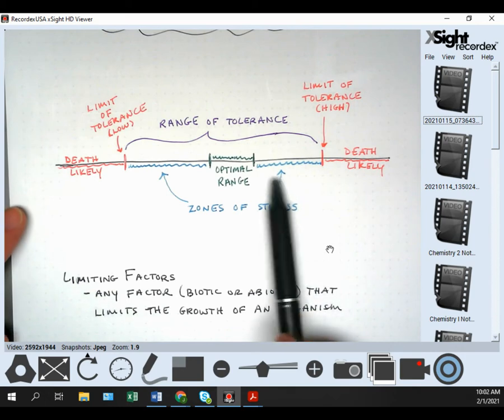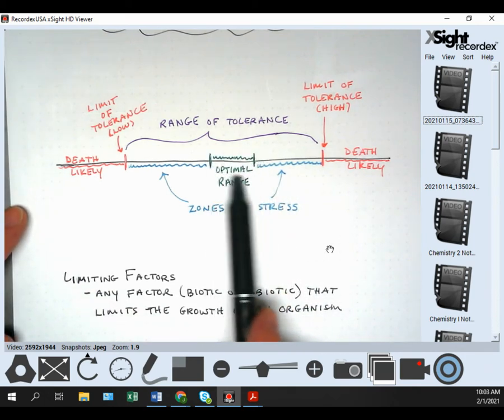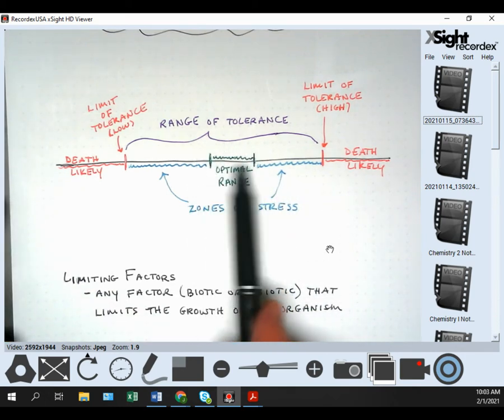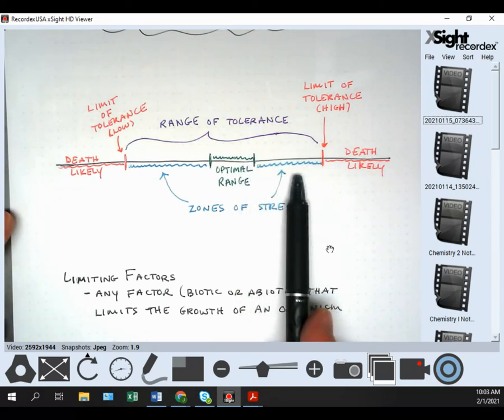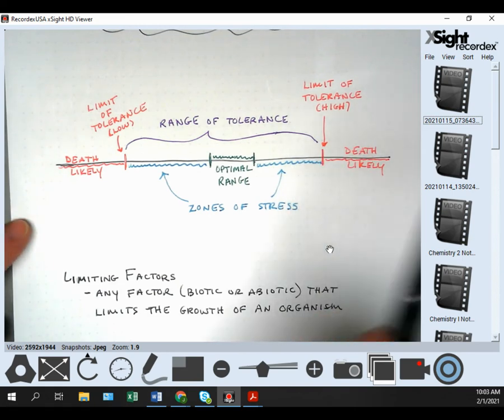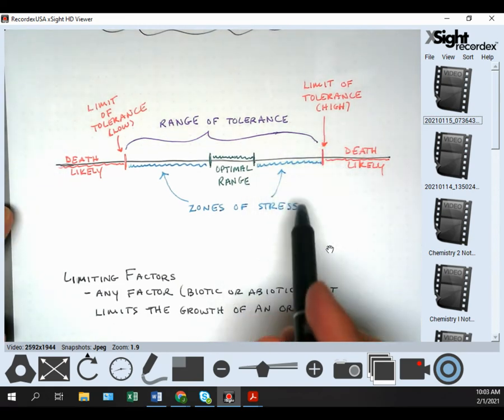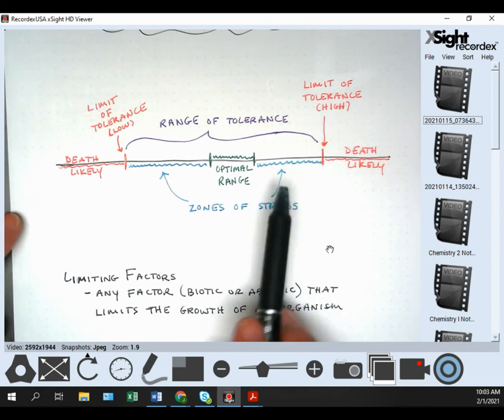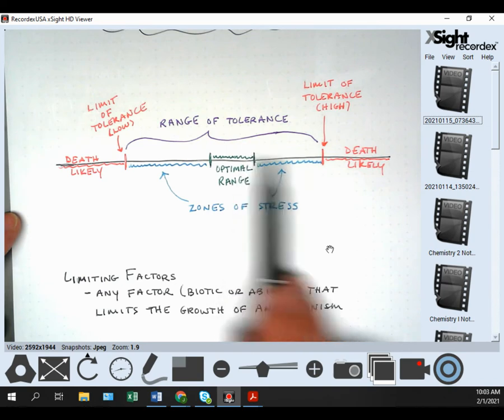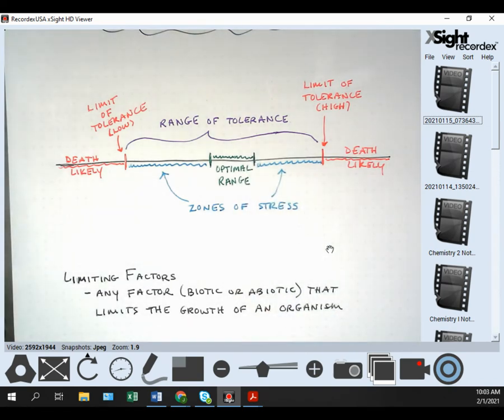It's just the idea that they've got this optimal range for the limiting factor, wherever it's the best. As you get further away from that, it gets harder to survive, grow, thrive, reproduce. So the zones of stress, they're still okay, but the further you get away from the optimal range and the closer to the limit, the more challenging it becomes for that organism to survive, whatever that limiting factor is. Okay, doesn't mean they can't. It's just not as good as it would be in the optimal range.